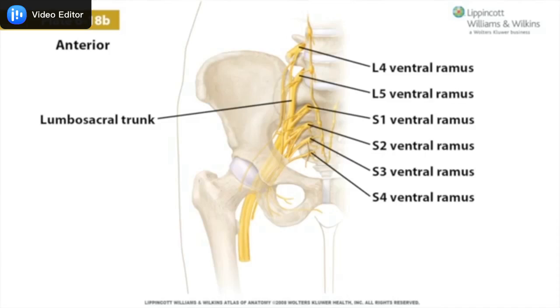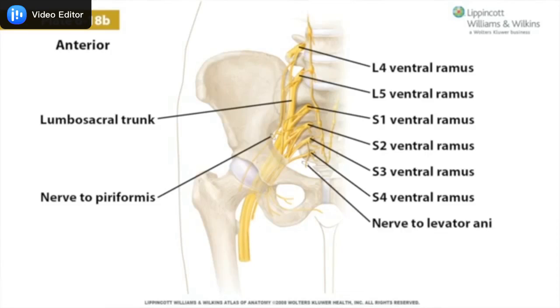Most of the branches of the sacral plexus leave the pelvis through the greater sciatic foramen to reach the gluteal region. 2 exceptions are the nerve to the piriformis, which of course innervates the piriformis, and branches to the levator ani muscles. The nerve to the piriformis is made up of fibers from the ventral rami of the S1 and S2 spinal nerves, while the branches to the levator ani usually come from S3 and S4.